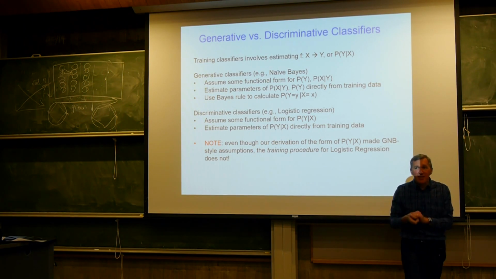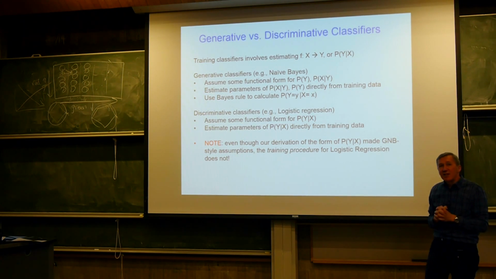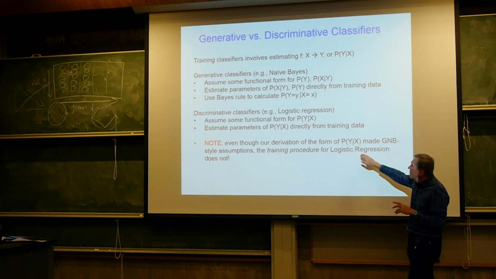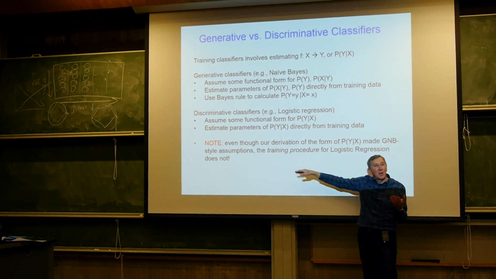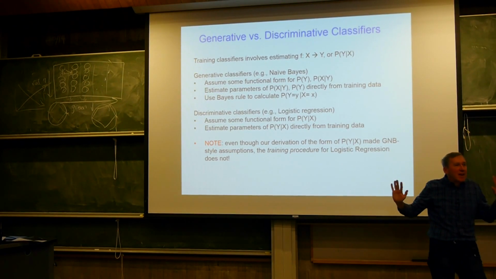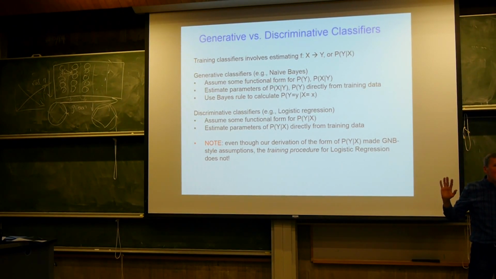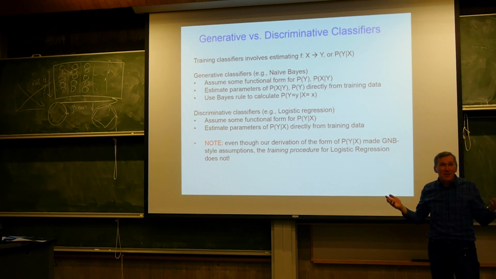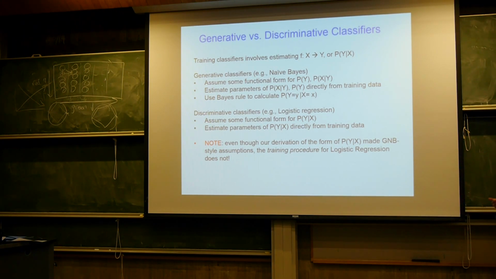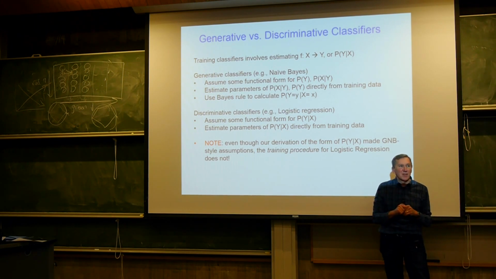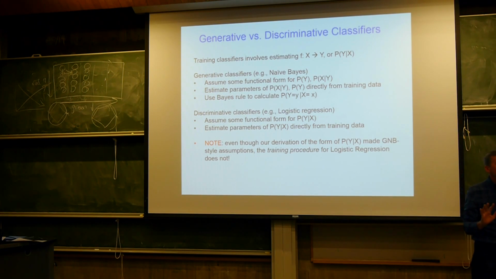We went through that derivation. We started with the conditional independence assumption. However, the training procedure, the gradient descent procedure that we derived, really did not involve any assumptions about conditional independence. That gradient descent procedure is just going to find the best fitting weights, W0 through Wn, given the data, and there's nothing about that training procedure itself that commits to the conditional independence assumption.